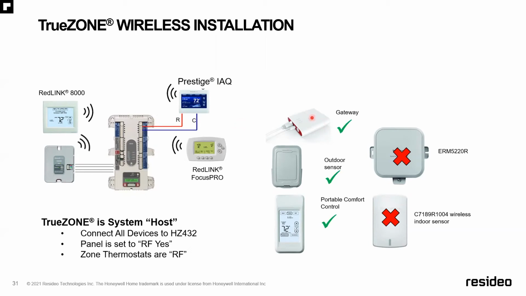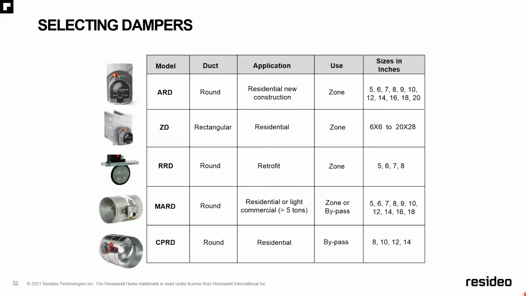Now, when you put a RedLink gateway on it, now you have the ability to control all the zones through your smartphone, PC computer, tablet, or iPad. And the outdoor sensor and the portable comfort control can also be some handy items to have to control your zoning systems. Okay, so when it comes to the ARD, that's our round damper. As you can see, many sizes to utilize. Now the ZD damper, that's going to be either rectangular or square.